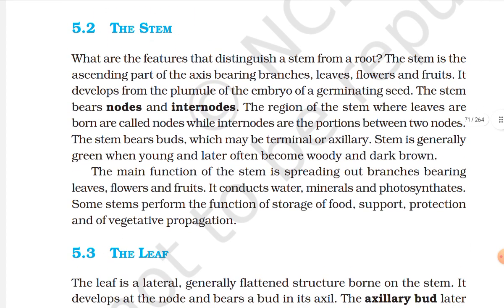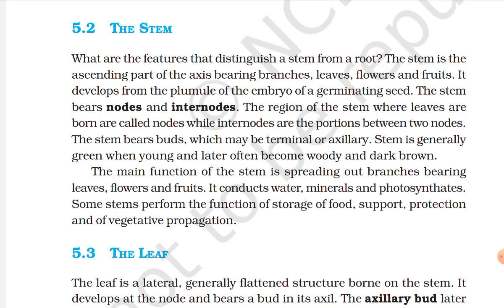The stem. What are the features that distinguish the stem from the root? The stem is the ascending part of the axis bearing branches, leaves, flowers, and fruits. It develops from the plumule of the embryo of a germinating seed. The stem bears nodes and internodes. The regions of the stem where leaves are borne are called nodes, while internodes are the portions between two nodes. The stem bears buds which may be terminal or axillary.